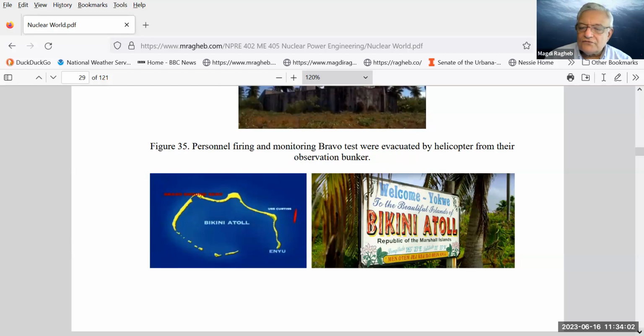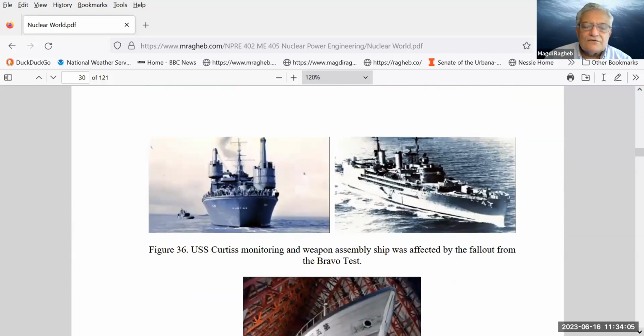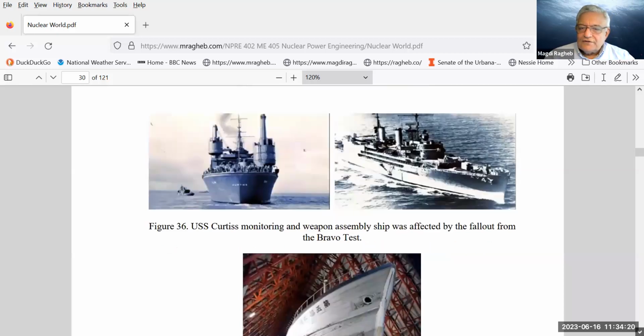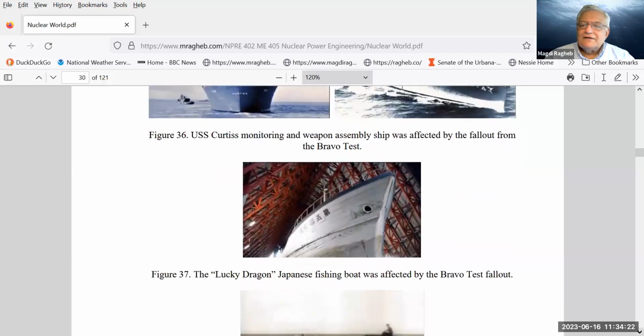So that was history. There were observers on a ship, the Curtis ship here, all those people observing the event, other than the people in that bunker, basically, that were evacuated because the energy release was much higher. And on the east of the explosion site, the Bikini Atoll, a Japanese ship named the Lucky Dragon here, kept in a museum, in fact, in Japan, was affected by the Bravo test site.